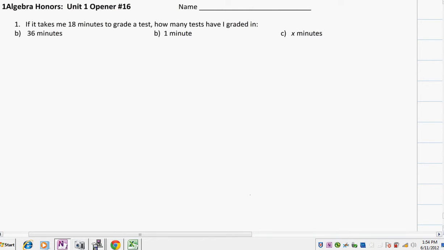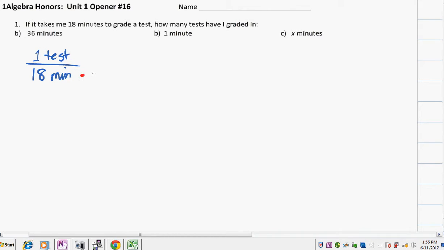If it takes me 18 minutes to grade a test, how many tests have I graded in 36 minutes? So I can grade one test for every 18 minutes. Now we're going to get really into these ratios deeper towards the end of algebra, but the question is, what about how many have I graded in 36 minutes?